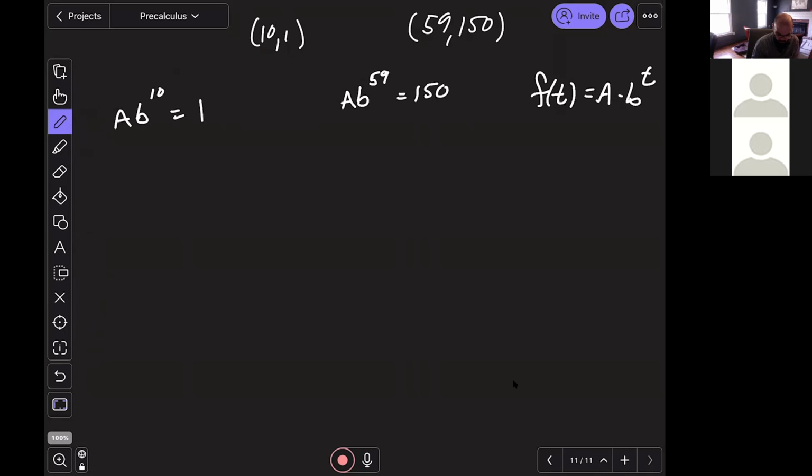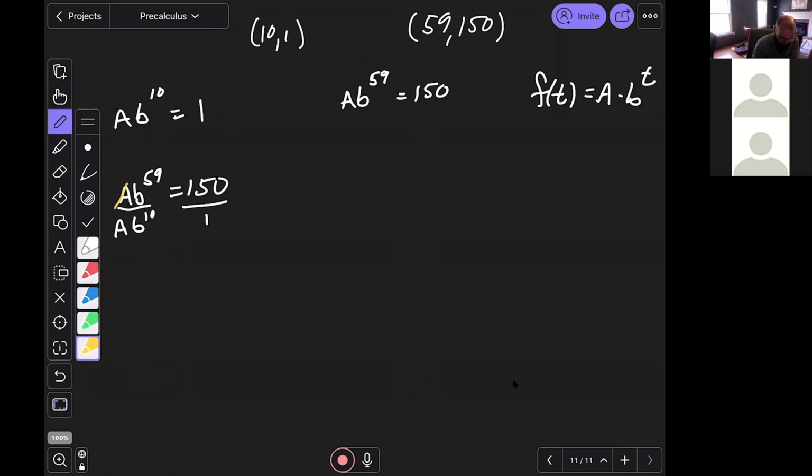All right, so I'm going to go through and I'm going to do my division again. So I'm going to get a times b to the 59 equals 150. And then I'm going to divide on the left by a times b to the 10. And on the right, I'm going to divide by 1. Okay. So stuff happens. These cancel. And then any ideas what happens here? What am I left with?